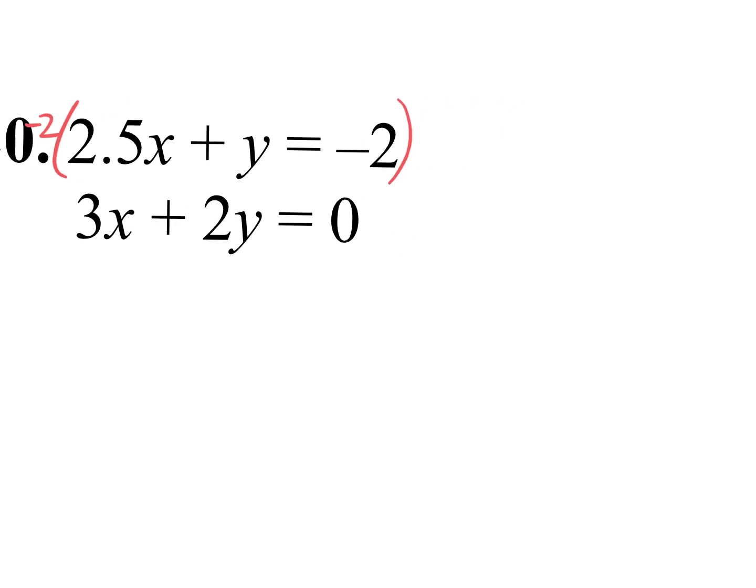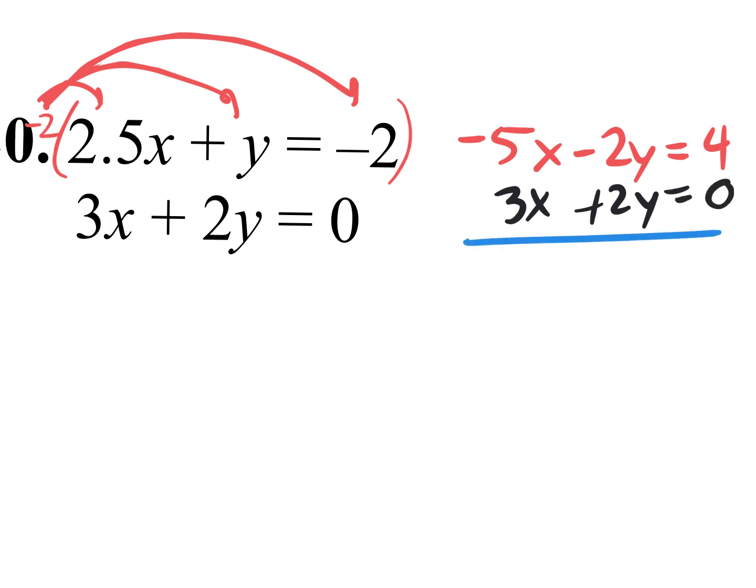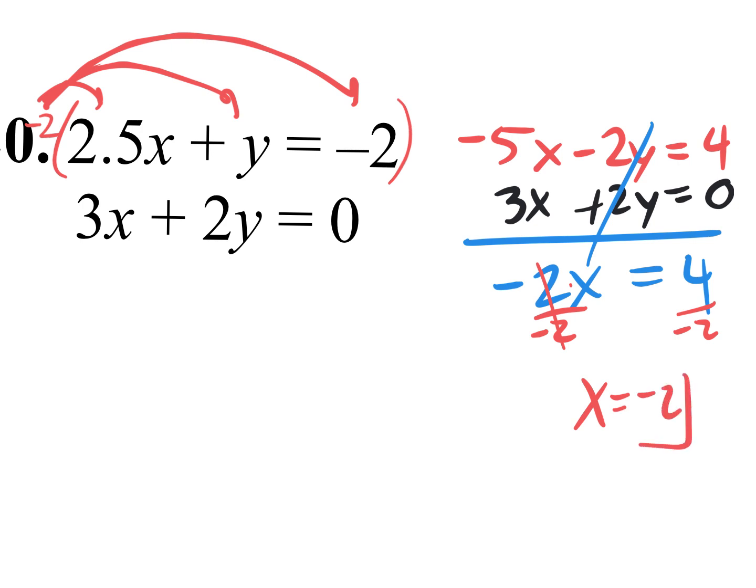And if I do multiply everything by negative 2, look how easy this works. Negative 2 times 2.5, that'll be a negative 5 with an x. Negative 2 times positive y, that's negative 2y. Negative 2 times negative 2, that's positive 4. The bottom equation stays the same. And now I'm ready to combine the lines because the y's eliminate. And what we end up with is a negative 2x equaling 4. And you see that you get the answer nice and easy. Divide by negative 2, divide by negative 2, x equals negative 2.